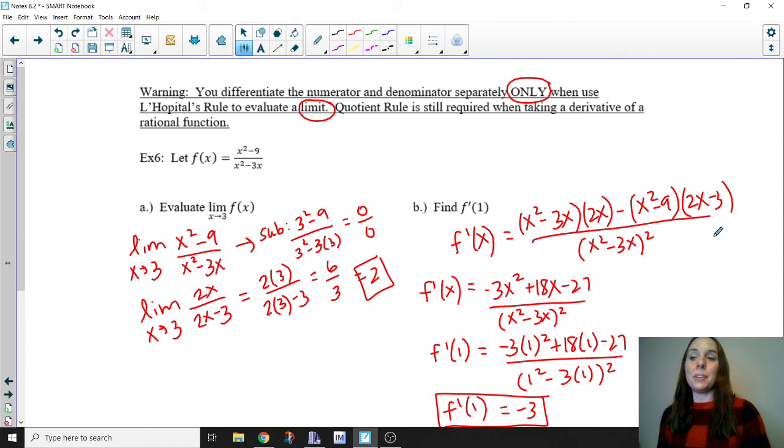And I paused the video as well. I left out some steps because I was running out of room, but I simplified my f prime of x function to negative 3x squared plus 18x minus 27 over x squared minus 3x quantity squared. I subbed 1 in for all of the x's to find my derivative value at x equals 1 to be negative 3, or in other words, that is the slope of this function at x equals 1. Okay, so again, quotient rule is not out. L'Hopital's rule is something completely different that uses derivatives but within limits.